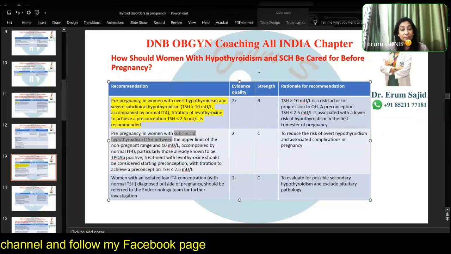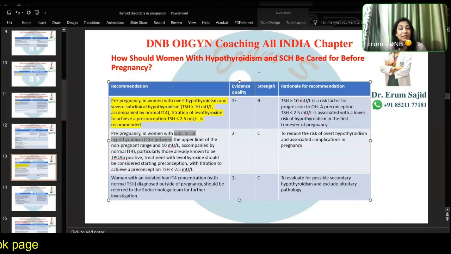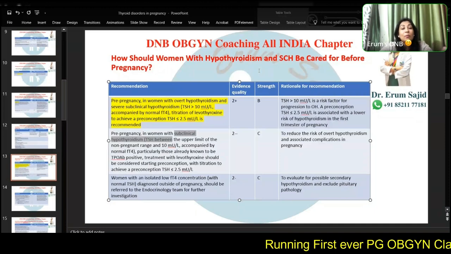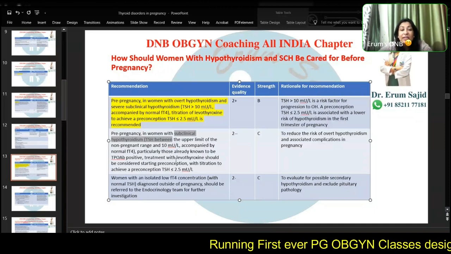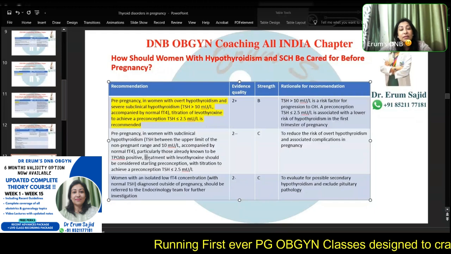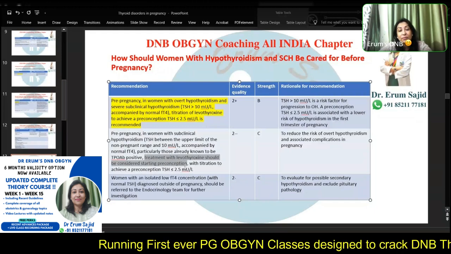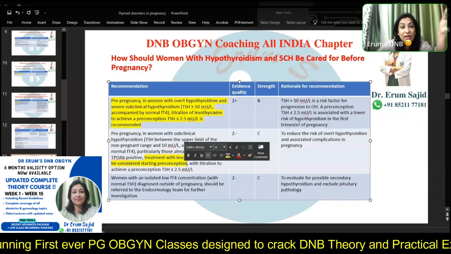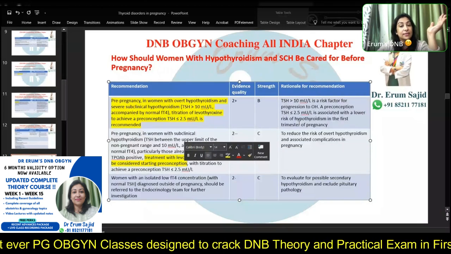Subclinical hypothyroidism means the TSH is between the upper limit of the non-pregnant range and 10. That means I'm talking about 4 to 10, accompanied by normal T4. And if they have TPO antibodies, treatment with levothyroxine should be considered, and that should be started preconception. Here the idea is to get the TSH level less than 2.5. Are you with me or not, guys?